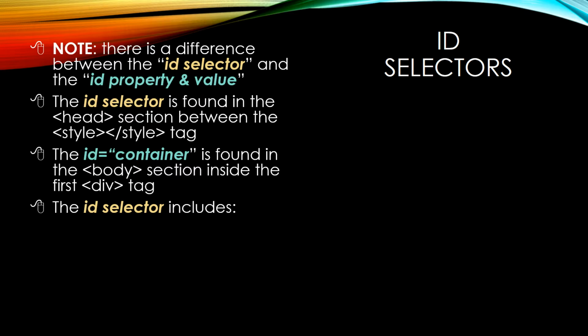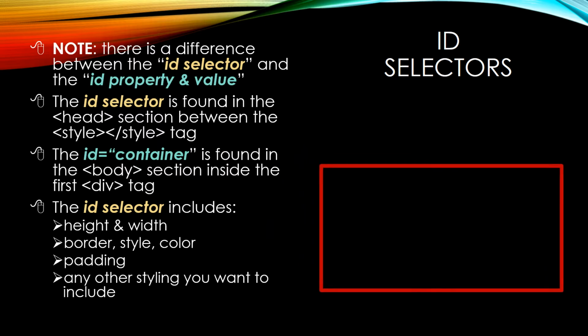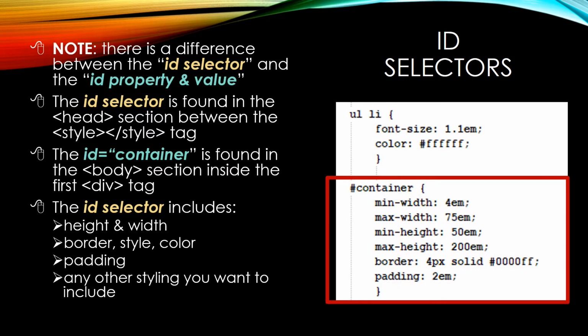The ID selector includes the height and width, border, style, color, padding, and any other styling you want to include to make the section look the way you want it.